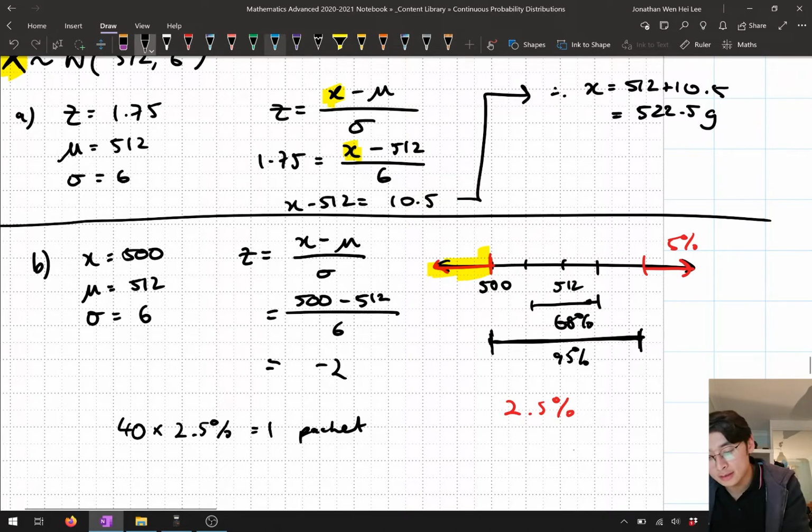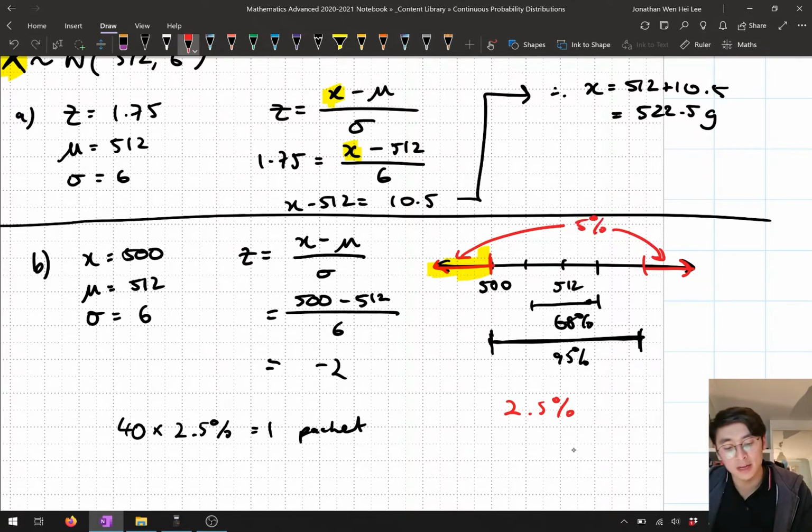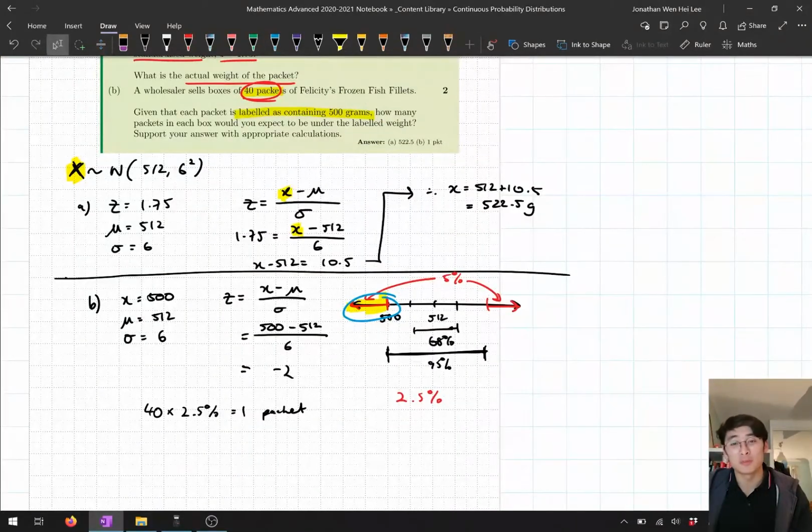Then if I just want to find this highlighted yellow section, if that part is 95, then the remainder must be 5% altogether. So let me just relabel that. This part here and this part here will get a total of 5% because that should add up to 100. And so half of that, this blue part here, is half of 5%. So that's 2.5%. If 2.5% of my boxes are below 500 grams, all I need to do is multiply that with my 40 boxes to tell me that 1 packet out of those 40 will be less than that appropriate weight. Okay, cool. So that's how we can use this standard normal distribution formula.